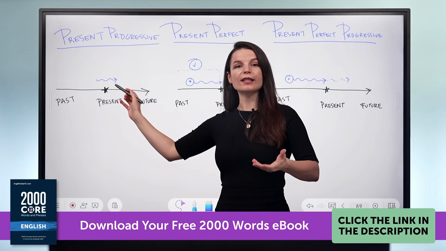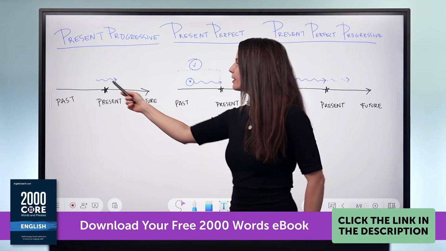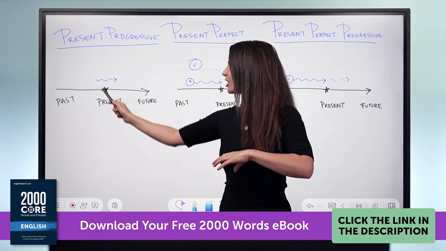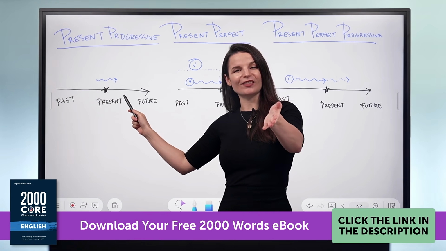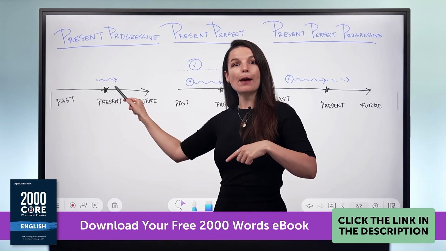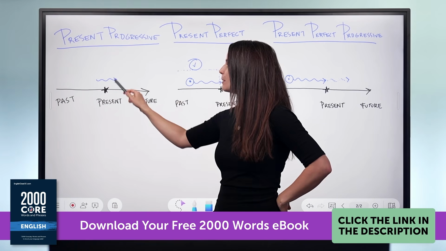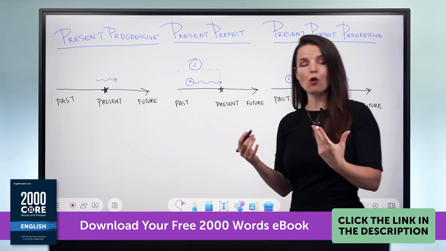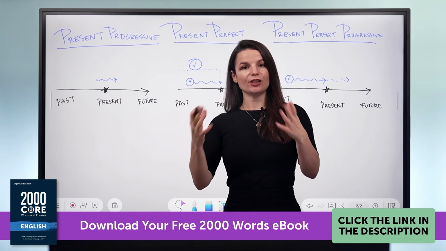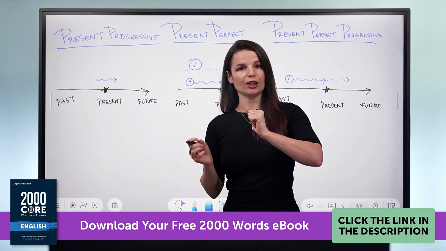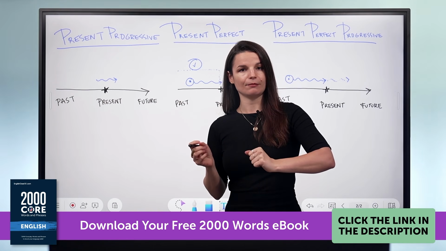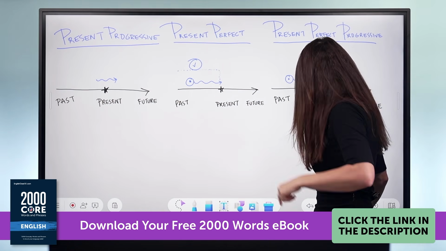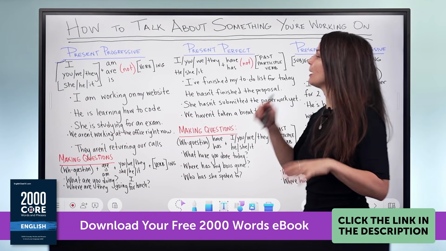When we use present progressive, we express that something is happening at the present, happening now. This star means now, watching this video. That means something is happening now. So this line means it's continuing now. The action is happening now. So, for example, I am teaching. You are watching. You are listening. Something like that, right? Happening now in the moment. Okay? This is important.